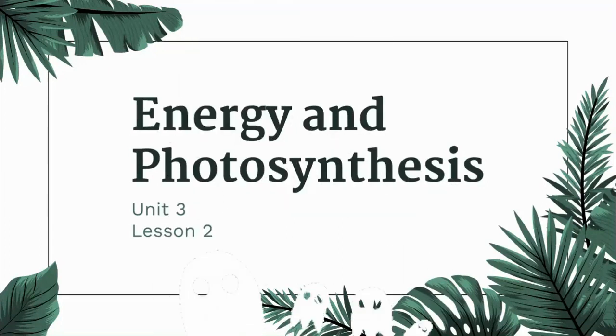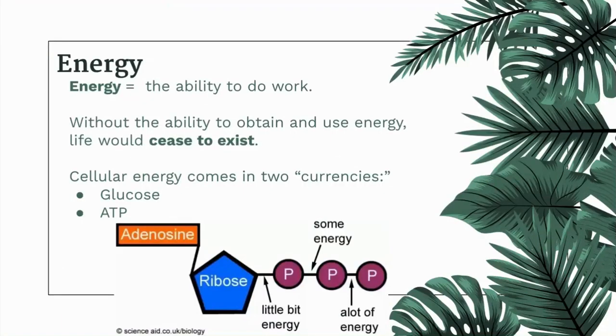Hi, you guys. Ghost Miss Judd here, excited to talk about energy and photosynthesis. We were just talking about how the sun's energy needs to be captured and converted to chemical energy. Energy is the ability to do work, whether that is breathing, moving your finger, growing, reproducing, hunting. You're using that energy. You're able to do work. Without this ability to obtain and use energy, life would cease to exist. Cellular energy comes in two main currencies that we're going to dive into: glucose and ATP.